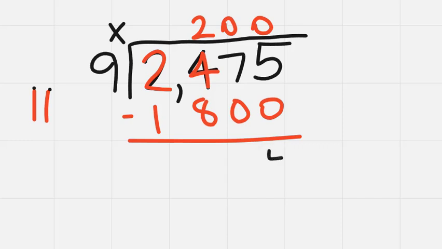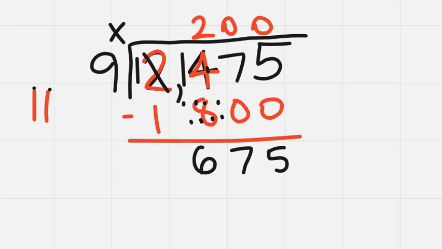5 minus 0 is 5, 7 minus 0 is 7, and then 4 minus 8 we can't do, because 8 is the bigger number on the bottom. So we borrow. The 4 becomes a 14, and the 2 becomes a 1. Now we subtract 14 minus 8. 14, 13, 12, 11, 10, 9, 8, 7, 6.